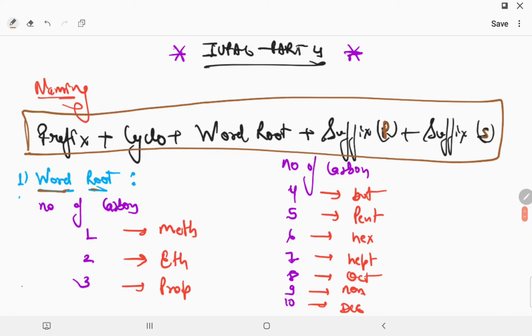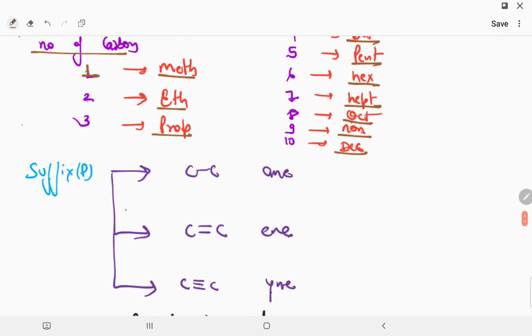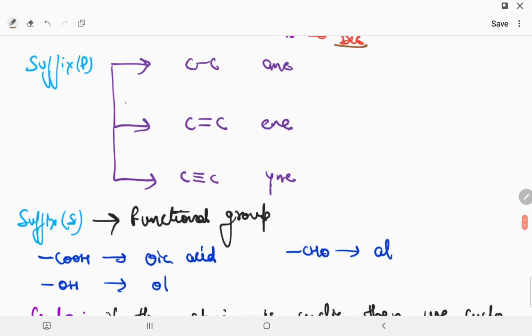Now what is word root? The number of carbons in the parent chain is called the word root. If the number of carbons in the parent chain is 1, that is called meth. 2 is eth, 3 prop, 4 but, 5 pent, 6 hex, 7 is hept, 8 is oct, 9 is non, 10 is dec.